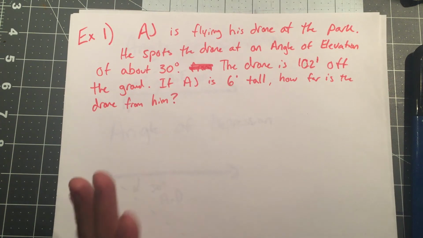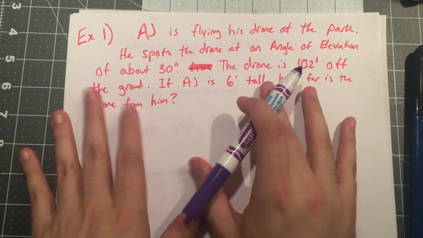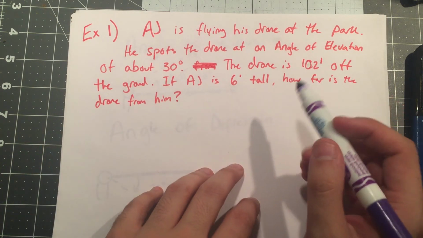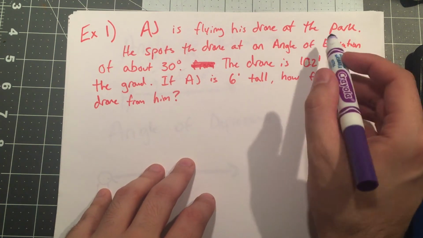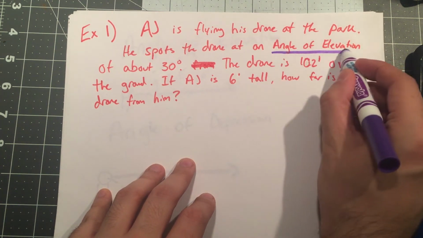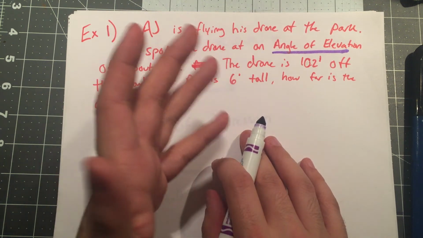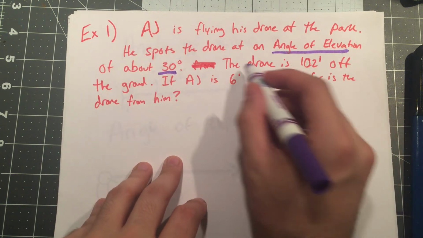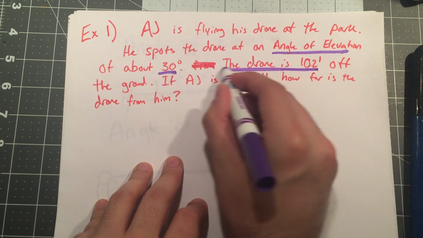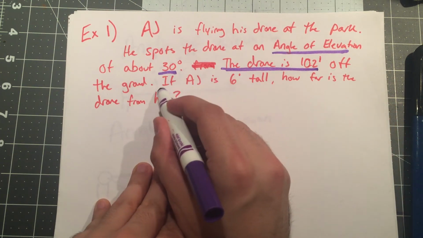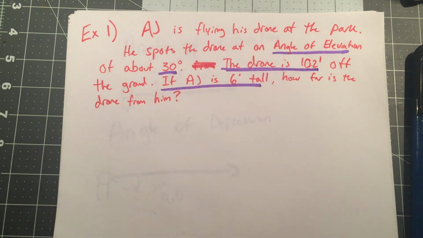Okay, welcome back. There's a couple key pieces of information in the instructions that if we don't get now, it's going to make solving it very hard. We have the angle of elevation. It's 30 degrees. This is about, but we'll say it's 30 degrees. We have how high the drone is. We're also given how tall AJ is.